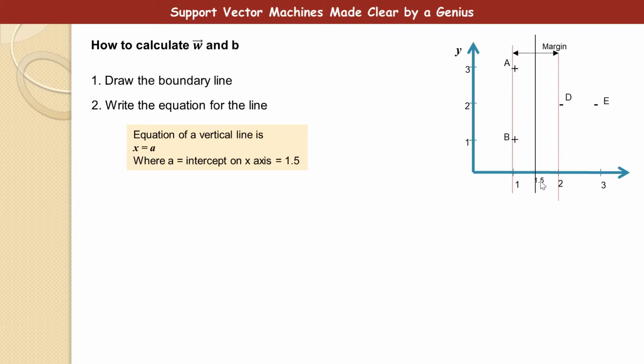Intercept on x-axis, as you can see, it is 1.5. So what would be the equation for this line? The equation for this line is x is equal to 1.5.